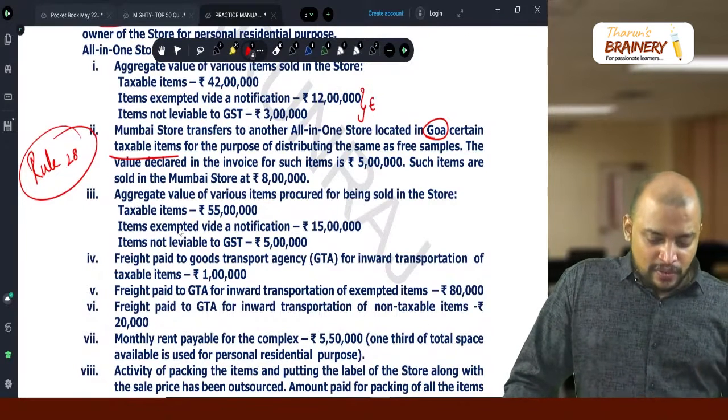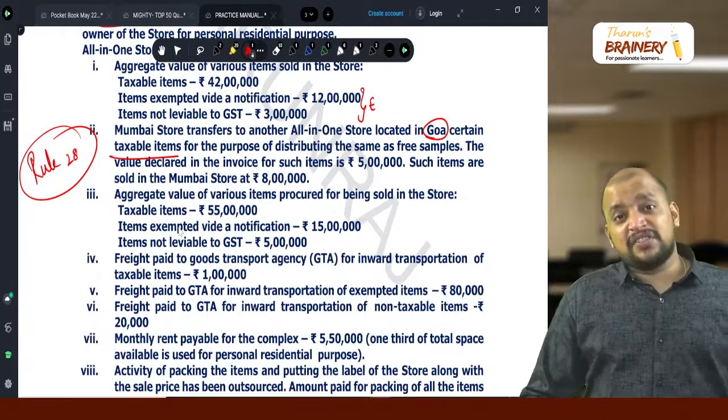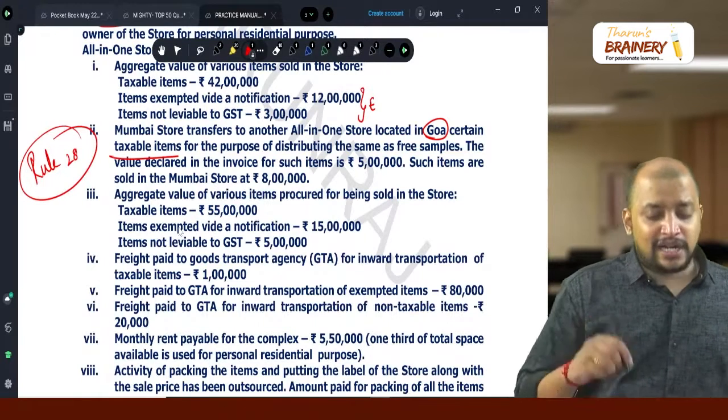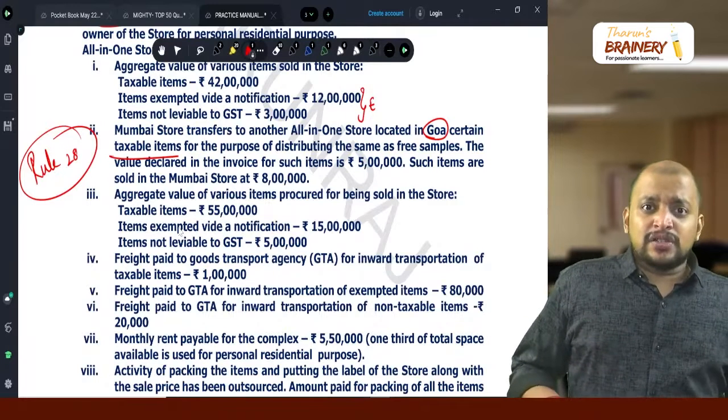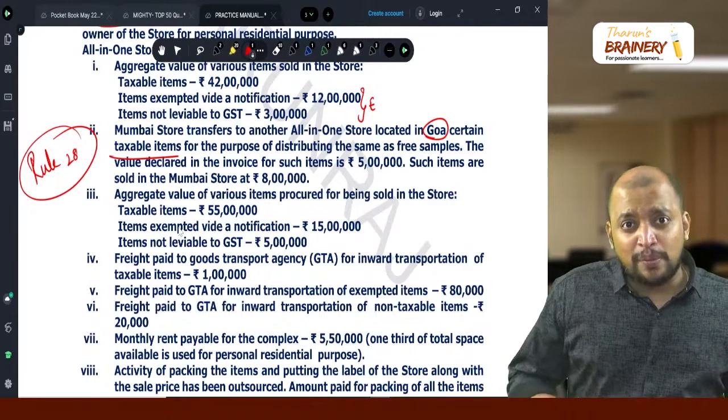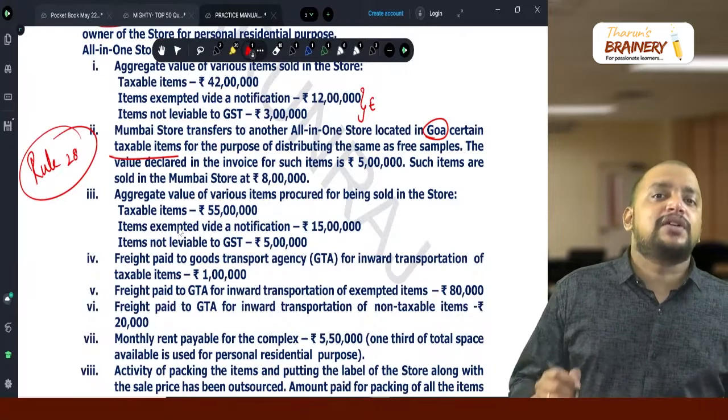What is the open market value? Don't take the 5 lakhs. Take the open market value, 8 lakhs. But sir, if the recipient is eligible for full ITC, we will take the transaction value as deemed open market value. That is one concept, can't we apply that here?